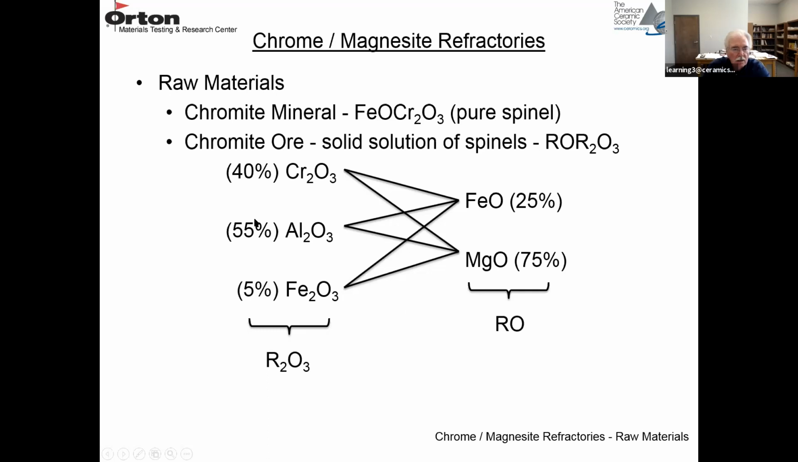And these are the relative percentages present in the R2O3 groups. It's about 40% Cr2O3, 55% Al2O3, and Fe2O3 is a low amount. It also contains about 25% FeO and 75% MgO in the RO groups. So that's the breakdown in what's present. You can see that the Cr2O3 level in a chromite mineral is not that high because of all these other oxides that are present.